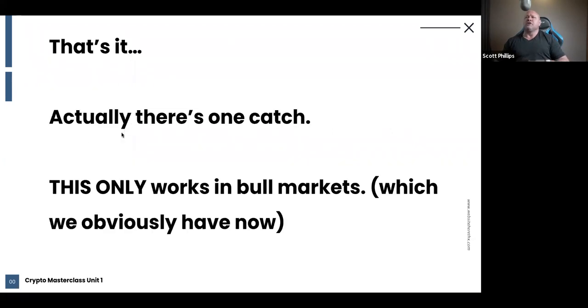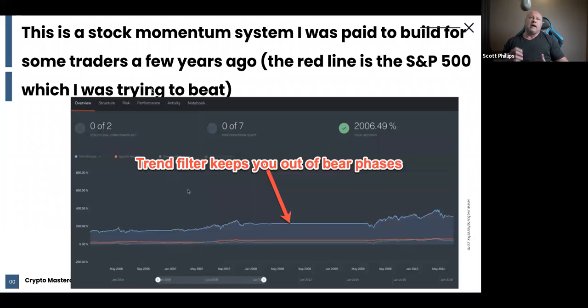But there's one catch. It only works in bull markets, which I've said several times now. And we obviously have a bull market right now. A couple of years ago, I was paid by some stock traders to design a momentum system for them. It's part of the System Building Masterclass. If any of you have that, you can see the rules and the code there.